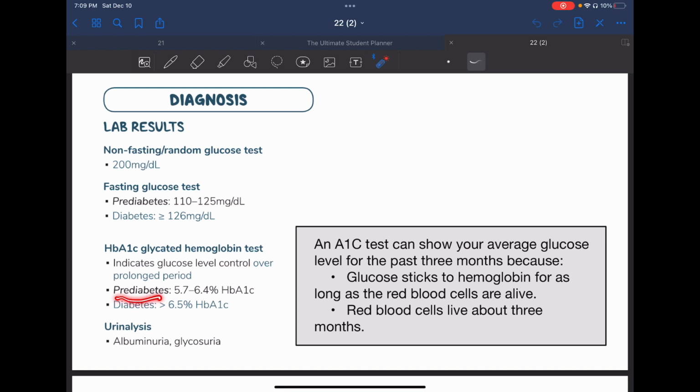In pre-diabetes, a person is between 5.7 and 6.4%, and in diabetes it is more than 6.5%. And we have urine analysis: albuminuria, or proteinuria, which means proteins in the urine, and glycosuria, which means glucose in the urine. So you can have glucose in the urine, and because the blood vessels are getting damaged, the albumin or proteins can enter the urine as well. So you can have albuminuria as well.